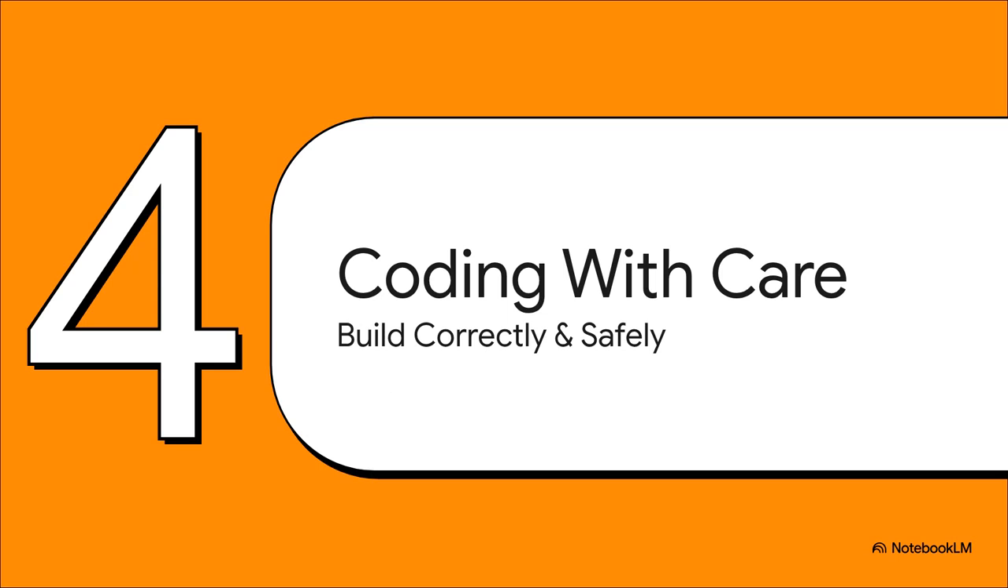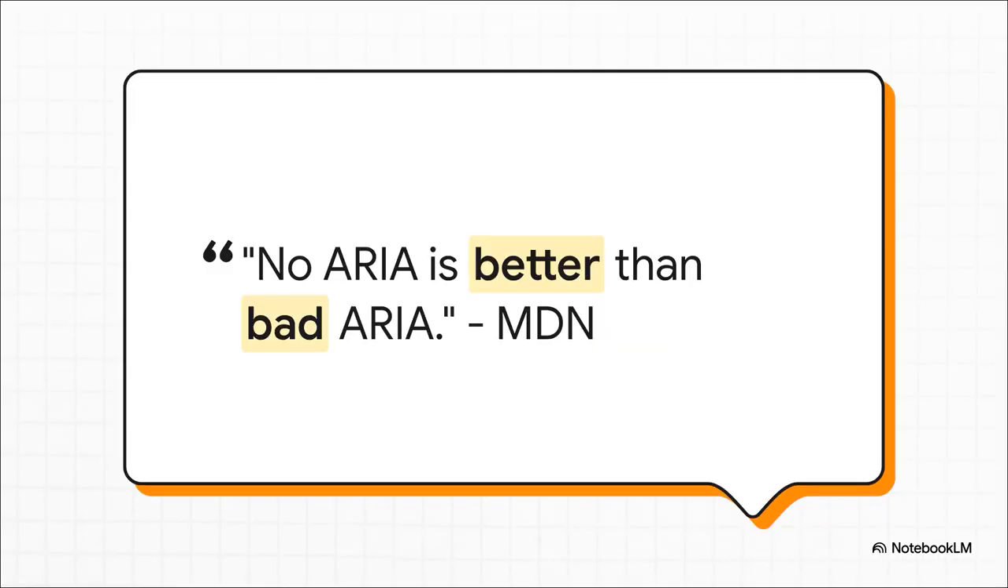Okay, so we've got our toolkit, but any great craftsperson knows it's not just about having the tools, it's about knowing how to use them right. Coding with care is all about building websites that work well, are easy to maintain, and are accessible to everyone. And when it comes to accessibility, there's a really important saying from the Mozilla Developer Network. No ARIA is better than bad ARIA. It's a reminder that while these advanced attributes are meant to help, if you use them wrong, you can actually make your site worse and even more confusing for people using assistive technology.